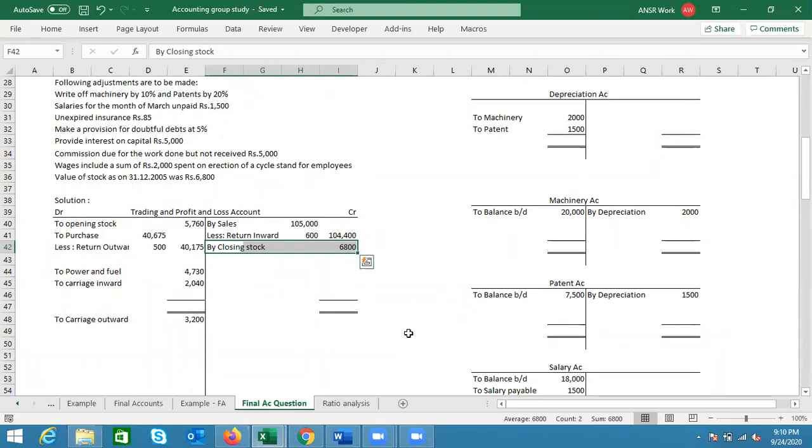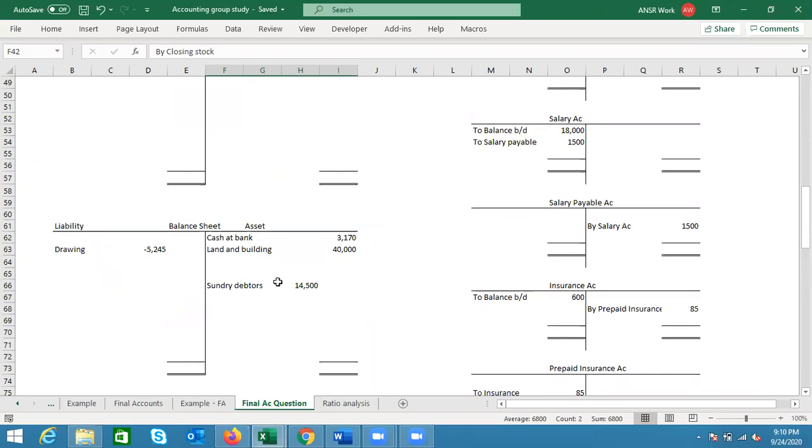And here, now that we have realized the closing stock has a value of 6,800, that means in our store, when we go to the factory, we will have some goods worth 6,800, isn't it? Any doubts in this? So it should be an asset for us. So it is also posted on the asset side. So it has a double entry in the trading and profit and loss as well as in the balance sheet.